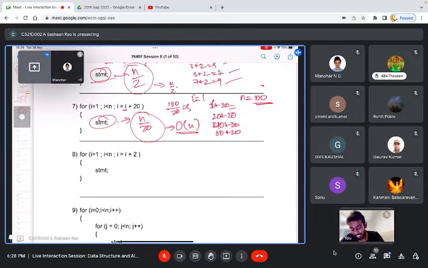So I think the 8 example is similar to the earlier one, so it will actually run for n by 2 times. Okay.